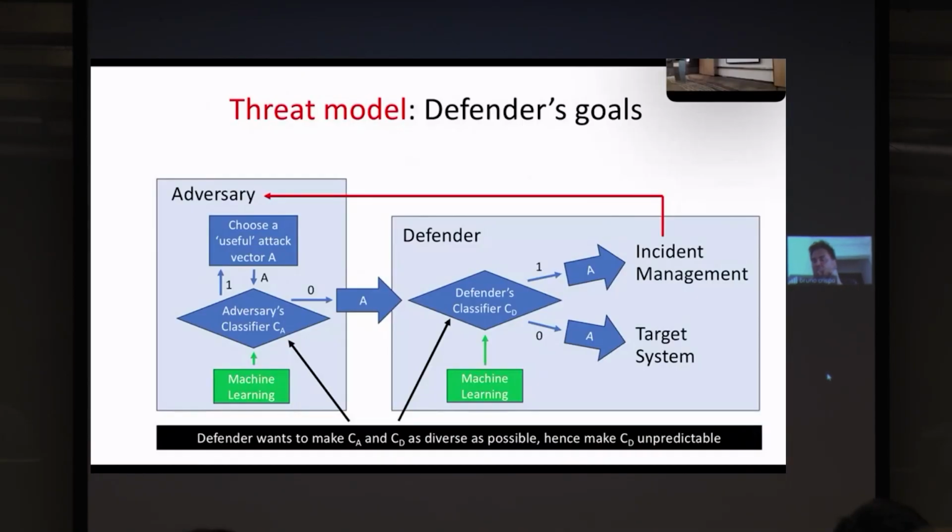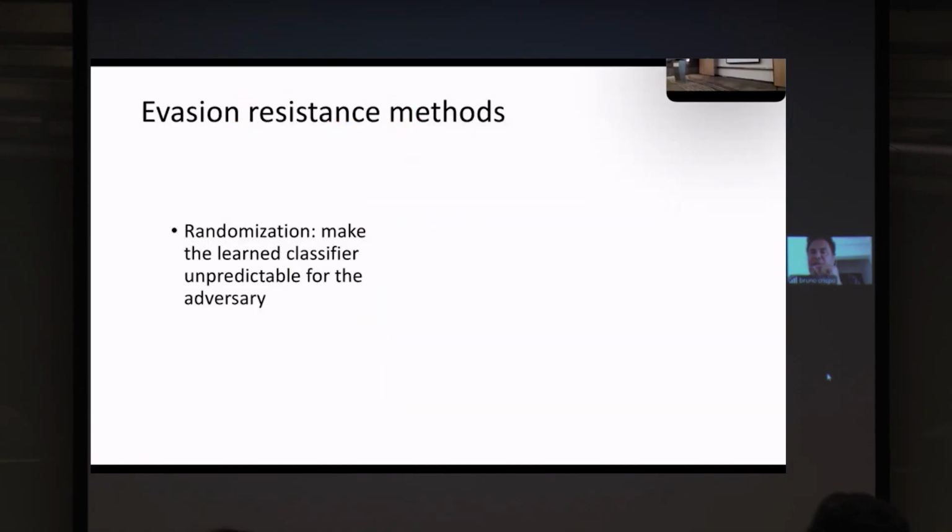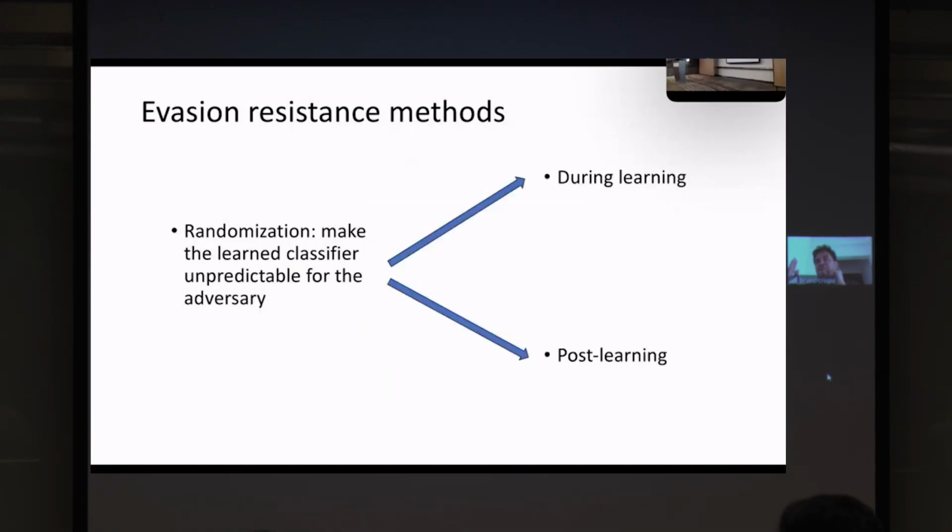Now, this is a problem that is already known. It's not something that we discovered now, and people essentially suggested some approaches to solve this problem. And the most promising and effective approach is the randomization one. So essentially the idea is to inject randomization in the model such that the attacker doesn't know exactly how the model works. And this randomization can be introduced at learning time or at testing time.